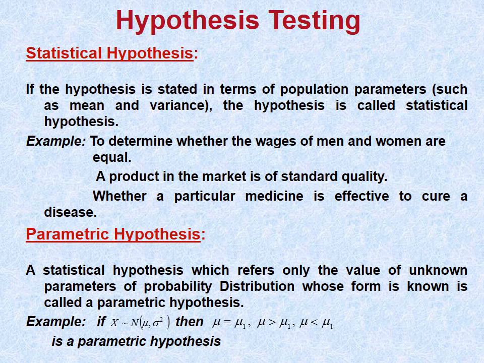Parametric hypothesis can be framed in this manner. It is a hypothesis about the value of unknown parameters of a probability distribution whose form is known. For example, if the random variable X follows a normal population with mean mu and variance sigma square, then there can be statements like population mean equal to mu1, or mu greater than mu1, or mu less than mu1. All these refer to parametric hypothesis.